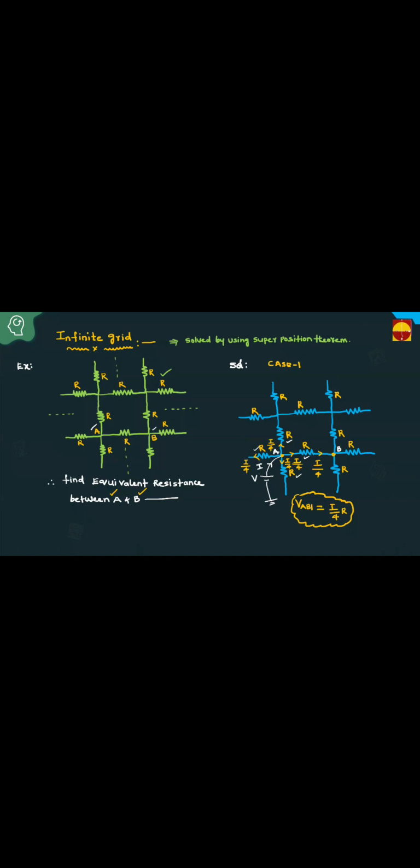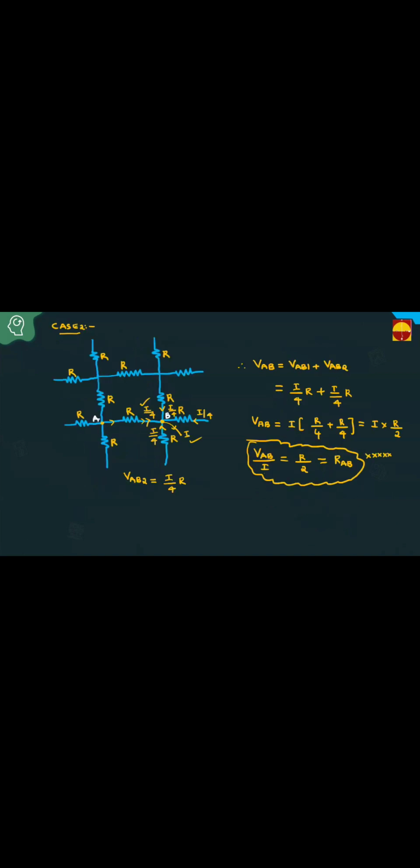This is equally divided, I by 4. Then what is the current passing between A and B? I by 4. What is the resistance? R. Then VAB1 equals I by 4 into R. Then take this point as leaving. I by 4, I by 4, I by 4, I by 4 is entering, and then only current I is leaving. The sum of these 4 currents is equal to I.